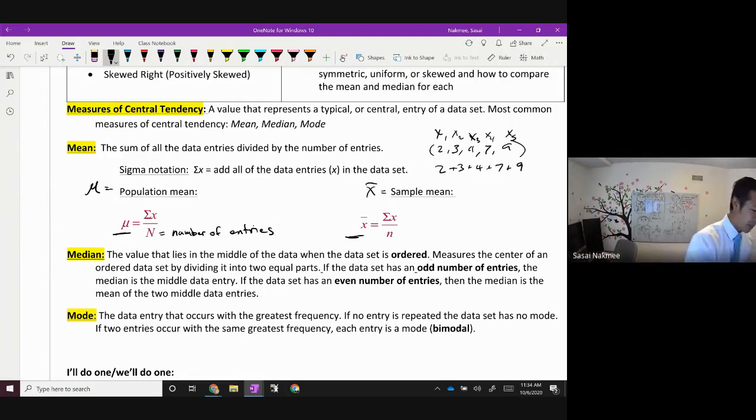All right. Anyways, so N represents the number of entries, and we use a capital N if we're dealing with a population, and we use a lowercase n for a sample size, right? Again, it's just the number of entries, but one is for population, one is for sample.